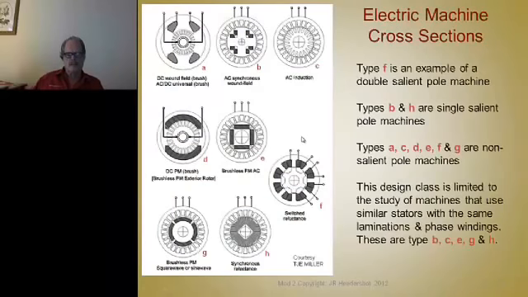This is a very interesting slide that compares machine cross sections to give you an idea what these three machines look like in concept anyway. This was developed a number of years ago by Professor Tim Miller from the University of Glasgow, my co-author for a couple of books we've written on brushless machines.